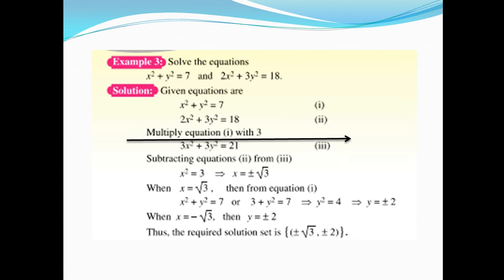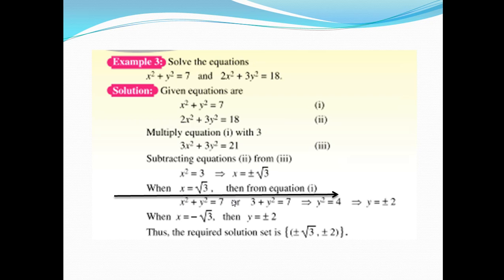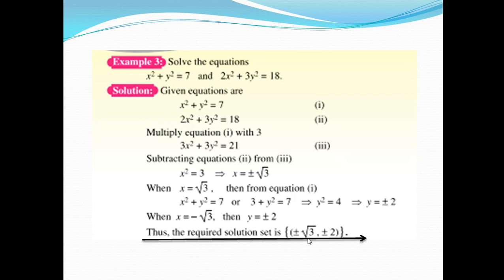Multiply equation number 1 to simplify, because the 3y square has coefficient 3 and the first equation's y square has coefficient 1, so equalize the coefficients. Then subtracting the equations, x square is equal to 3, and x is equal to plus minus under root 3. Then put the value in equation number 1, and get y square is equal to 4 and y is equal to plus minus 2. So x is plus minus under root 3 and y is plus minus 2, and the solution is plus minus under root 3 and plus minus 2.